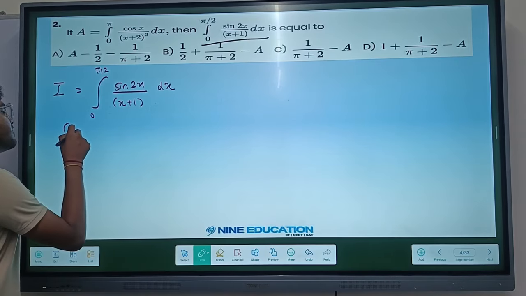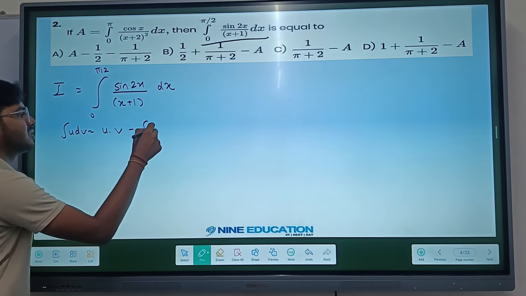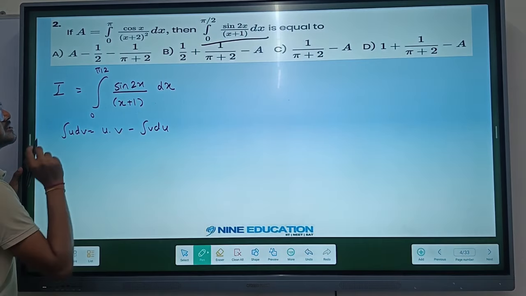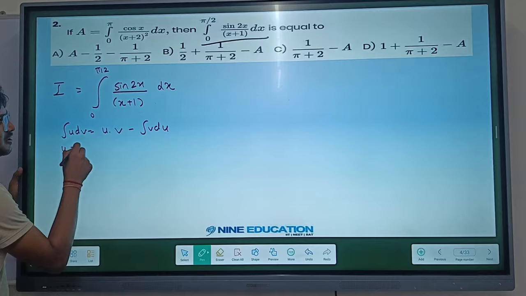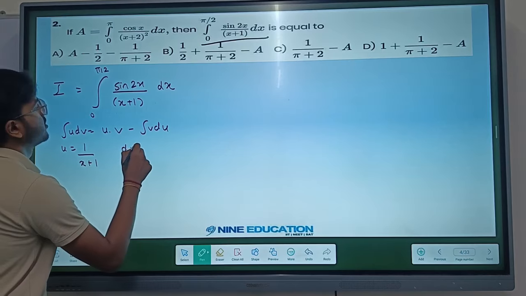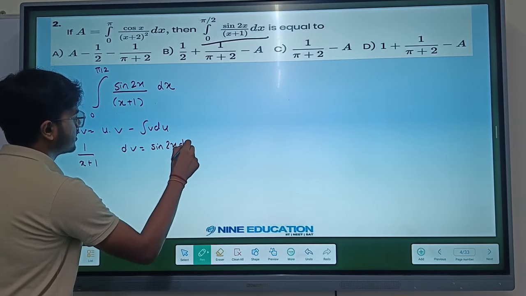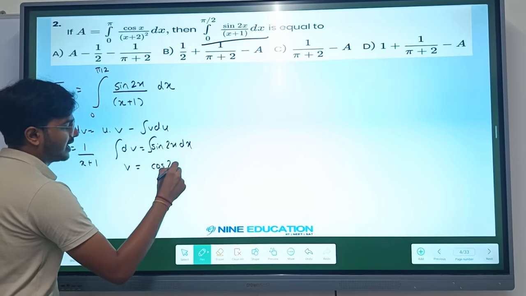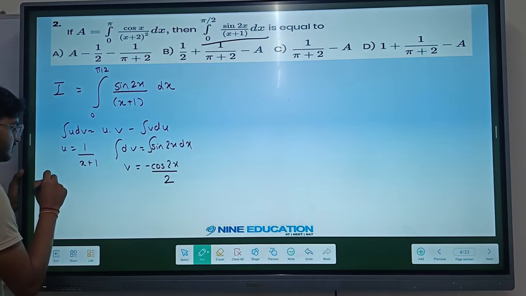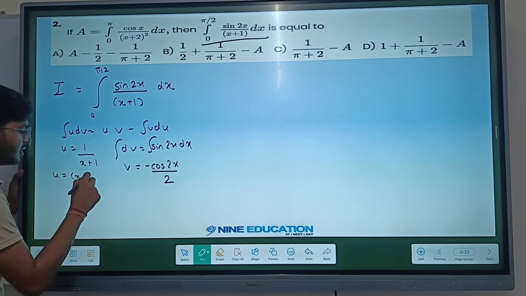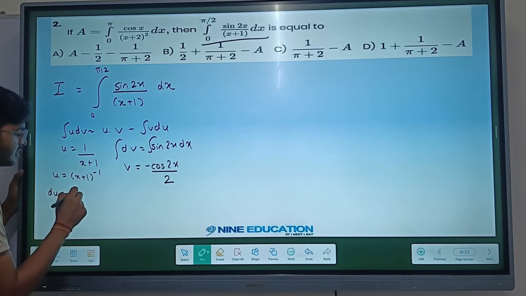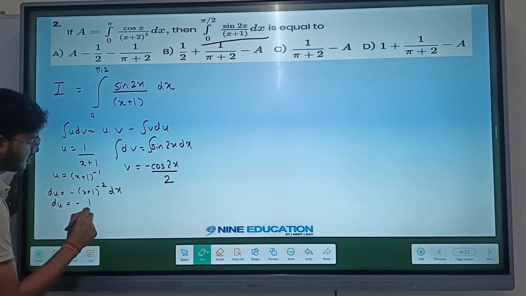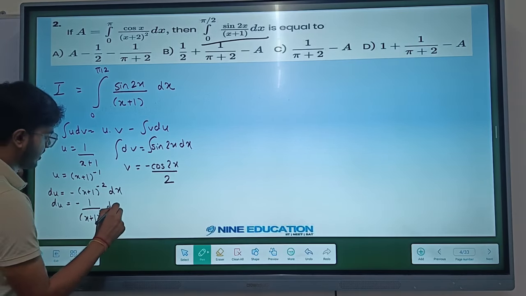Now according to integration by parts, the integral of u dv is equal to u into v minus the integral of v du. So according to the ILATE rule, inverse is not there, log is not there, algebra is there. What is the algebraic part? X plus 1. So u would be 1 by x plus 1 and dv would be sine 2x dx. If I integrate, integration of dv is v, integration of sine 2x is minus cos 2x by 2. And u is (x plus 1) power minus 1, so differentiation du would be minus (x plus 1) power minus 2 dx. So du would be minus of 1 by (x plus 1) whole square dx.